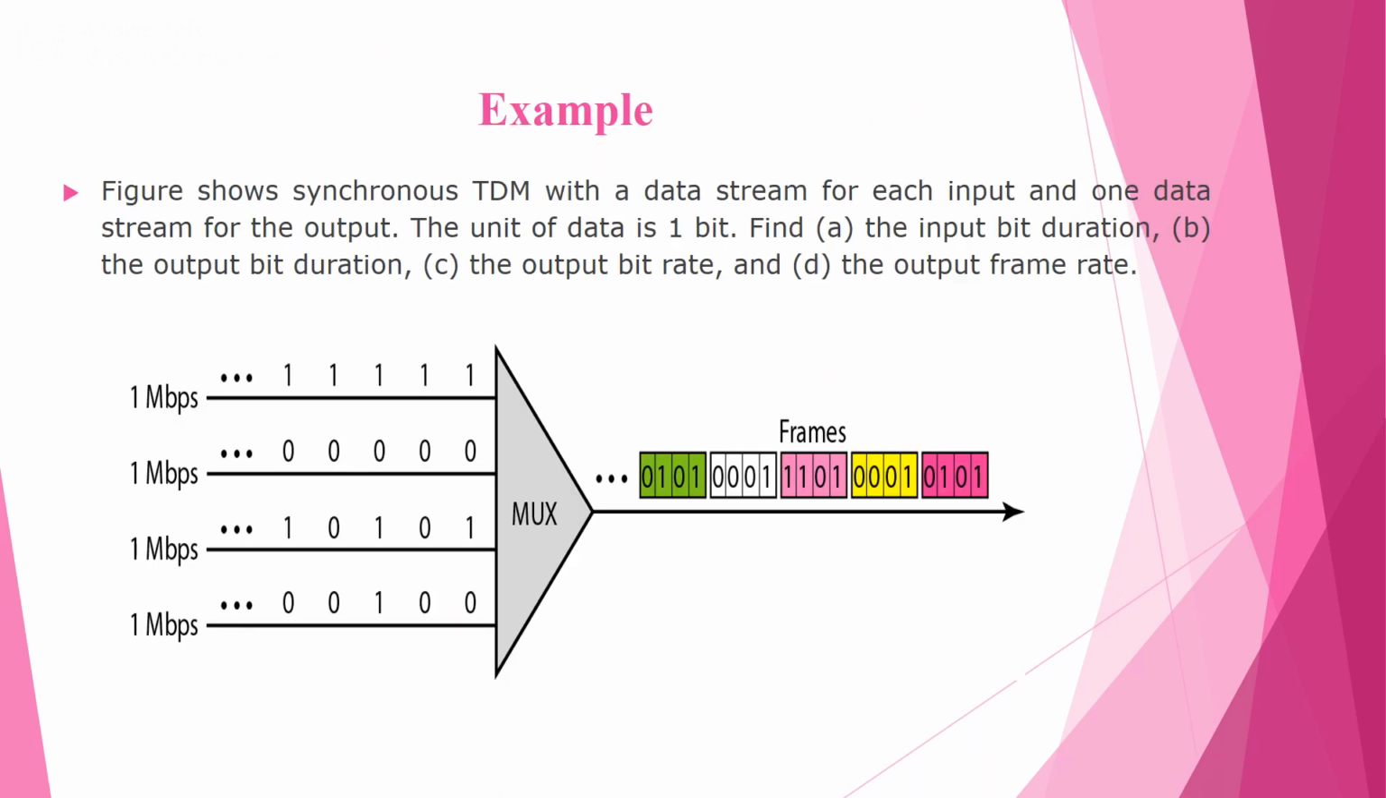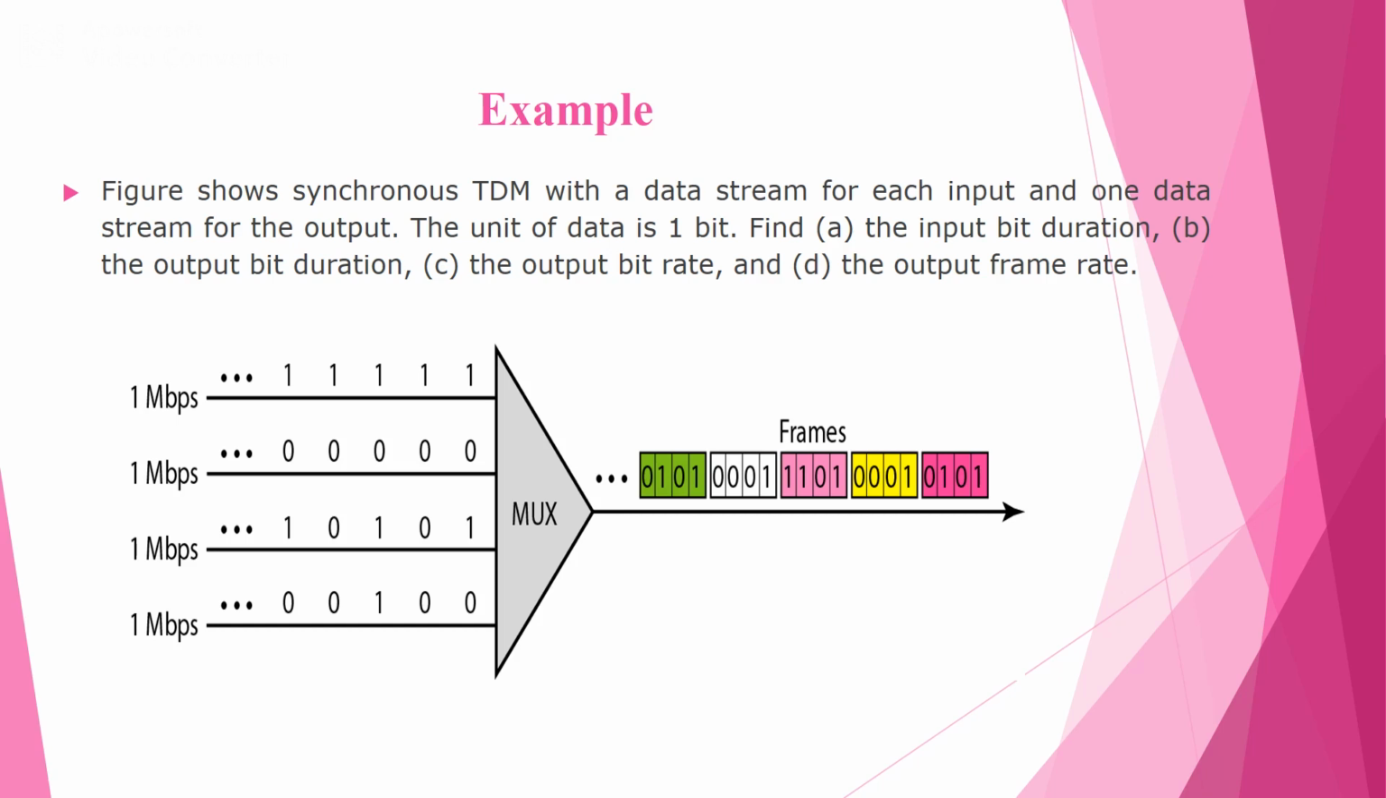Figure shows synchronous TDM with a data stream for each input and one data stream for output line. The input of data is 1 bit. Find the input bit duration, output bit duration, output bit rate and output frame rate.